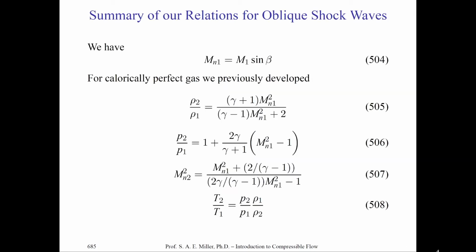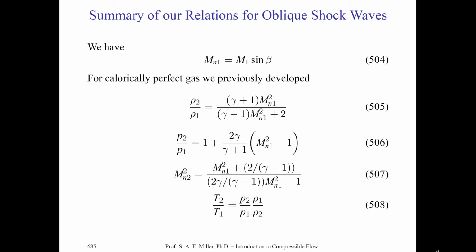I haven't shown this work, but you're welcome to do it. All you would have to do is substitute in your oblique shock wave variables for your normal shock wave equations and follow the exact same approach. Or you can take the solutions themselves and make the substitution. And you'll find the following set of equations, which I summarized on slide 685. Here we are, and we find one particular equation, which is important, of 504.